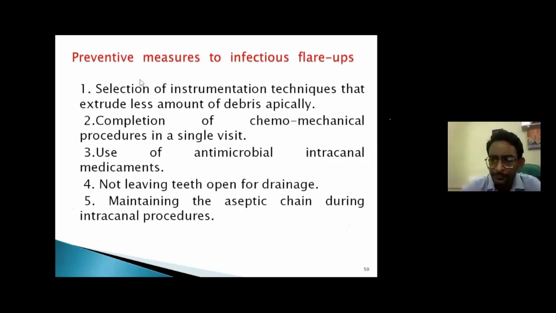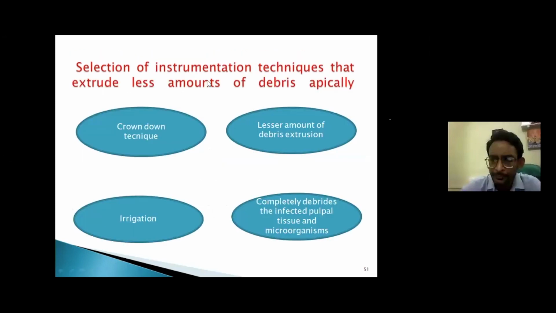So, selection of an instrumentation technique that extrudes less amount of debris apically: we should use the crown down technique, which will cause a lesser amount of debris extrusion beyond the apex, and this will result in minimal or no inflammation in the periradicular area. Irrigation: we should use copious amounts of irrigation whenever we are doing root canal treatment. This will help in complete debridement of the root canal, necrotic tissue and microorganisms.